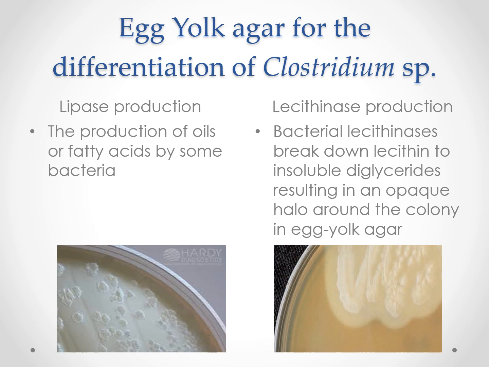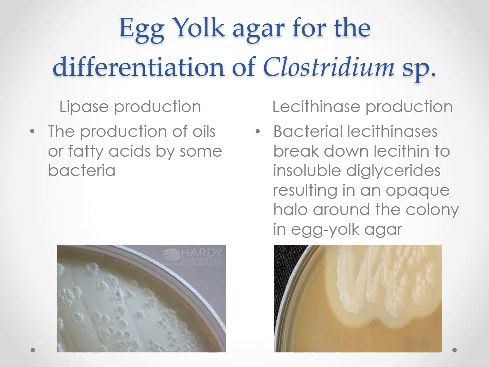Lipase enzyme is basically the production of oils or fatty acids by some bacteria, and then we have lecithinase, which is bacterial lecithinase that breaks down lecithin to insoluble diglycerides, resulting in an opaque halo around the colony in egg yolk agar. You can see on egg yolk agar that organisms that are lipase positive, if you look at that image on the bottom left, they appear to have kind of an oily consistency, and they can have what's known as a mother of pearl sheen, where they look like the inside of a seashell, kind of pinkish or purplish, but they definitely have an opalescence to them.